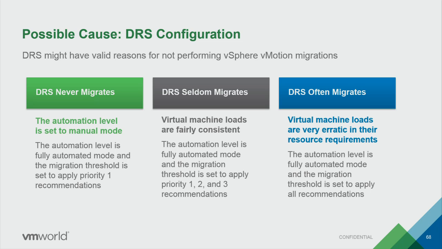So it may be that DRS never migrates because possibly we've left the migration level to manual. It may be that it seldom migrates because we do have a pretty stable environment. Or it may be that it migrates quite a bit because we have a lot of changes. What we really need to do is to keep track over time of what our migration patterns look like so that we can identify when things are perhaps unusual or unexpected. And that's where the history feature of our migrations is going to be helpful to us.